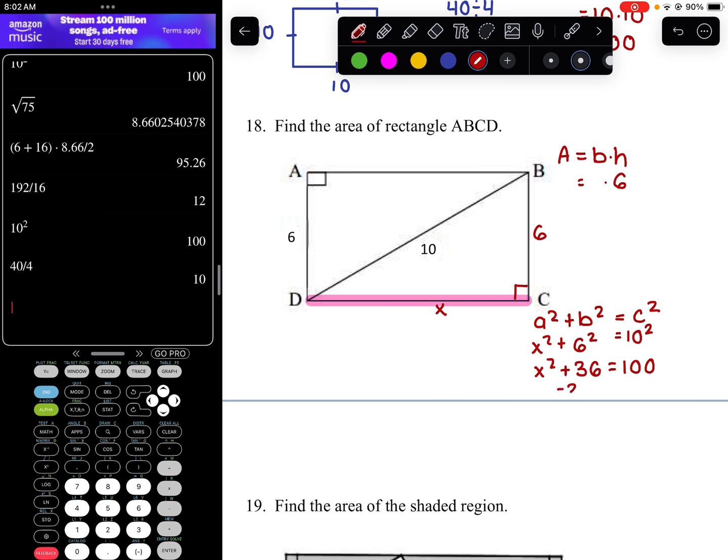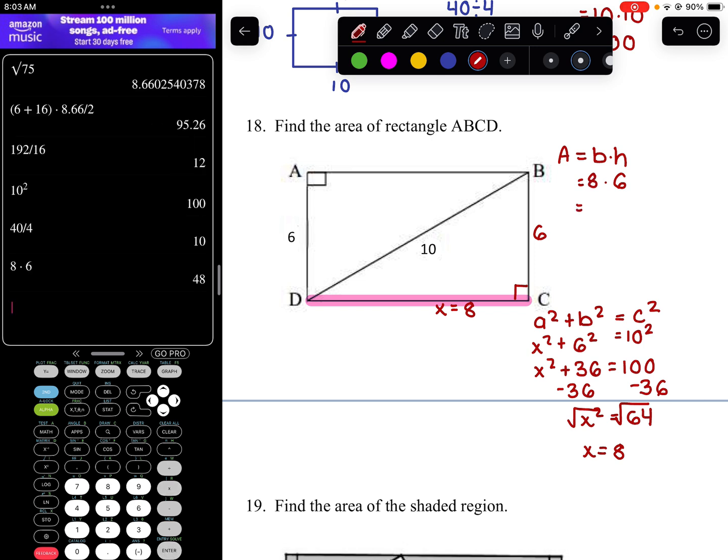To get X completely alone, let's move the 36. And then we can get X completely alone by undoing X squared by square rooting, which is how we get X is 8. And now we know the base of our rectangle. And we can fill everything in our area formula.